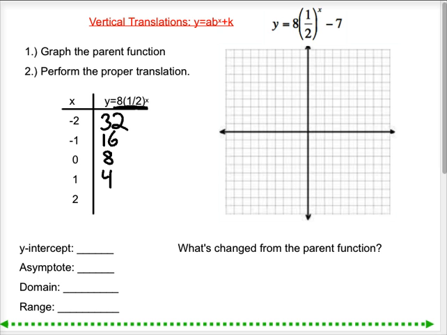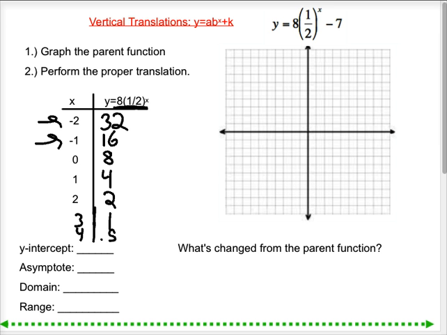8 times 1/2 to the 2, we're getting 2. And we can even include 3 in here. So 8 times 1/2 to the 3 will give us 1. And I'm actually going to take this a step further just because so many of these values I'm not going to be able to actually plot. So I'm going to include the next one as well. 4 will get you 0.5.